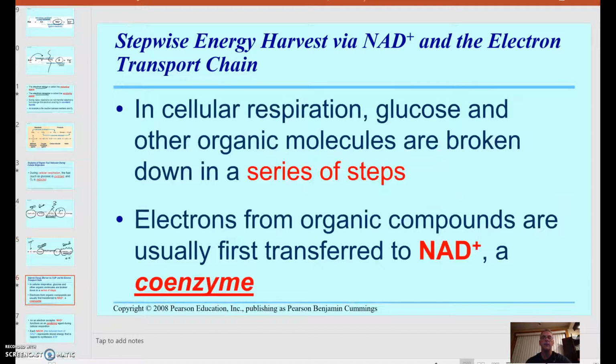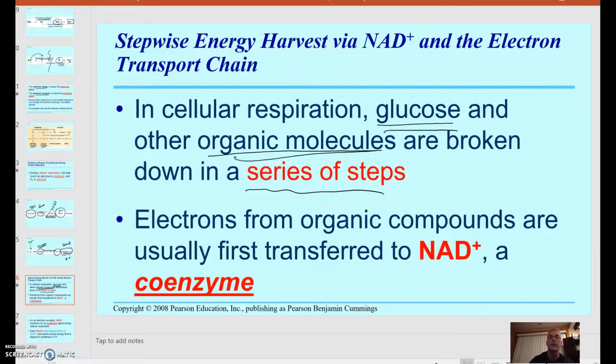Okay? So this particular slide is telling us that when we have cell respiration, glucose and other organic molecules are broken down in a series of steps. The reason why we have so many different processes that make up the overall respiration process is that it happens in intermediate steps. We don't have any massive breakdowns and releases of energy, but we have it taking place in a series of very enzymatically controlled reactions.